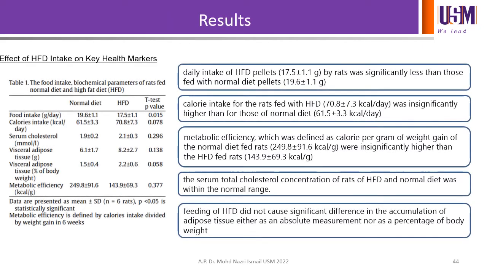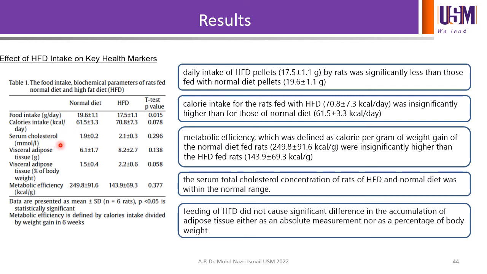Let's move on to the results. This table summarizes the data that we obtained for both the normal diet rats and the HFD rats. So you can see first at the food intake, the rats on the normal diet have higher intake because they need more energy compared to the HFD. Whereas for the calorie intake, the HFD is still higher than the normal diet, but not that significant.